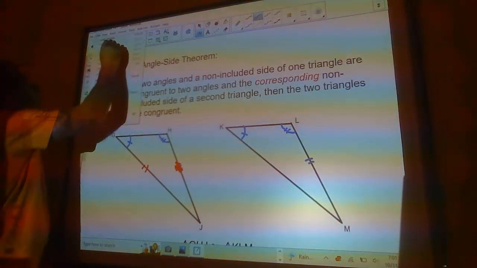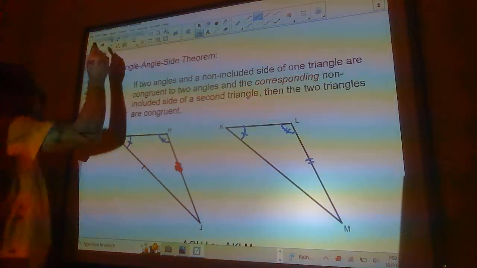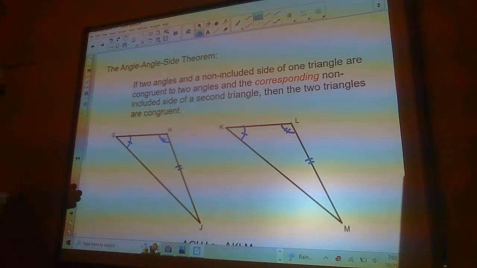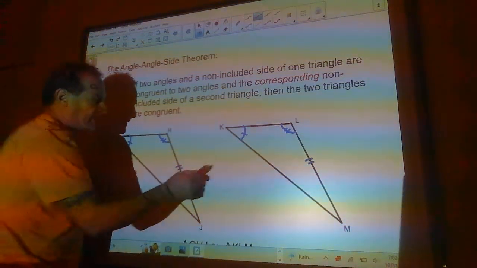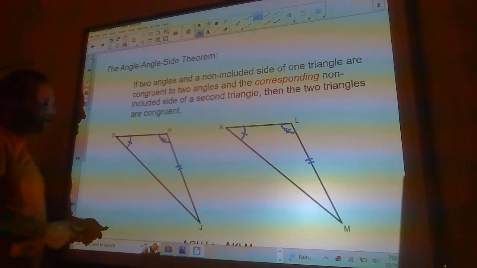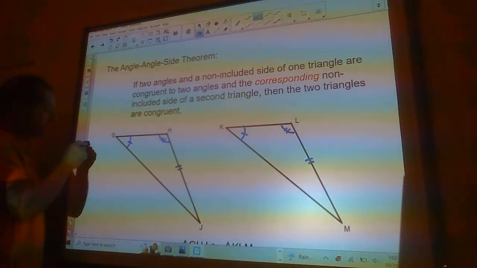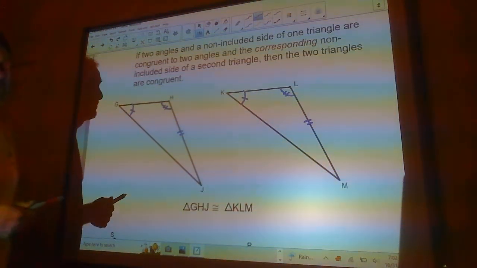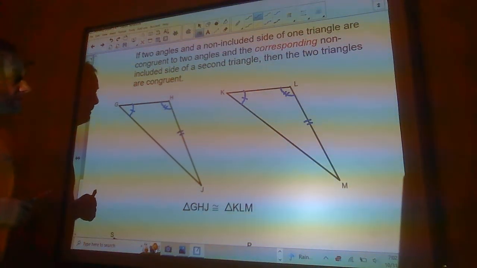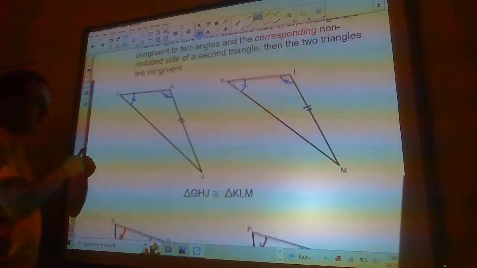So we'll back up here. Now this is the side that corresponds with this one, and now we have two triangles that are congruent. This is the one that people make mistakes on most often.